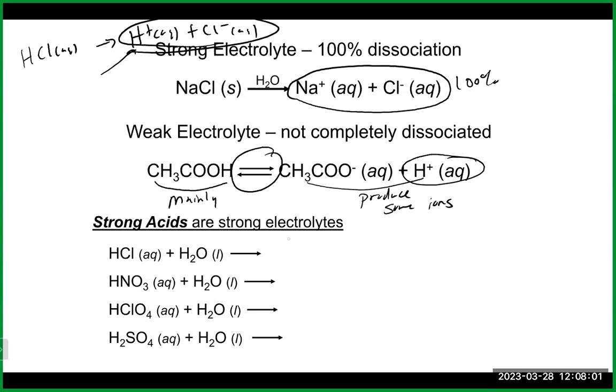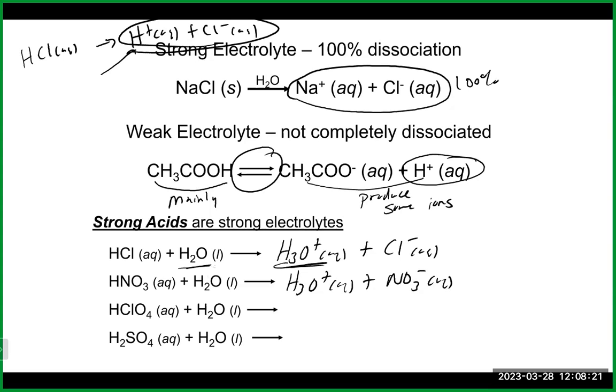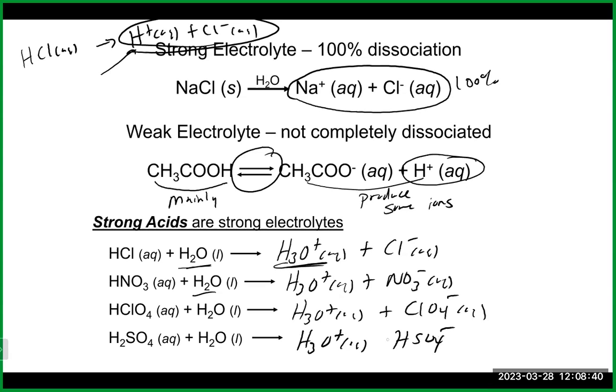Here are some strong acids. Hydrochloric acid, again, in solution is going to 100% break apart into H3O plus and Cl minus. Nitric acid will break apart into H3O plus in this case, and some nitrate. Again, here we're actually producing H3O plus because we are showing the water in the reaction. In this case, we would have H3O plus and some perchlorate. And lastly here, we have H3O plus and some HSO4 minus.